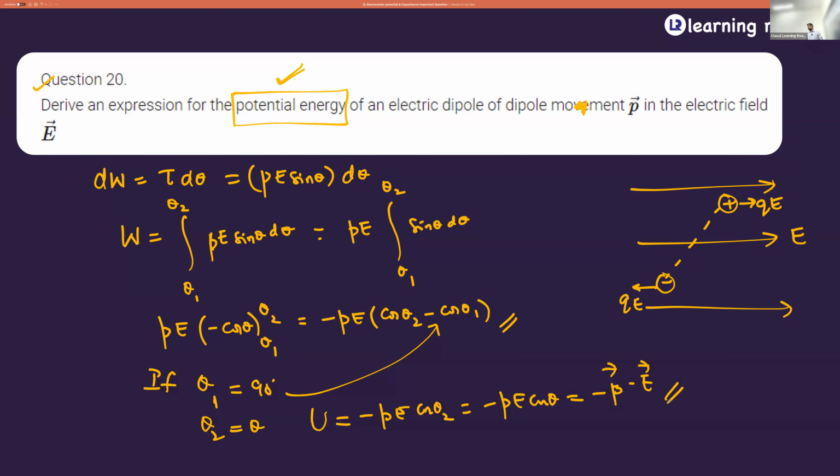So this is basically minus P vector dot E vector. So two points to be remembered here: torque is given as P vector cross E vector, whereas potential energy is given as negative of P vector dot E vector. Clear with this?